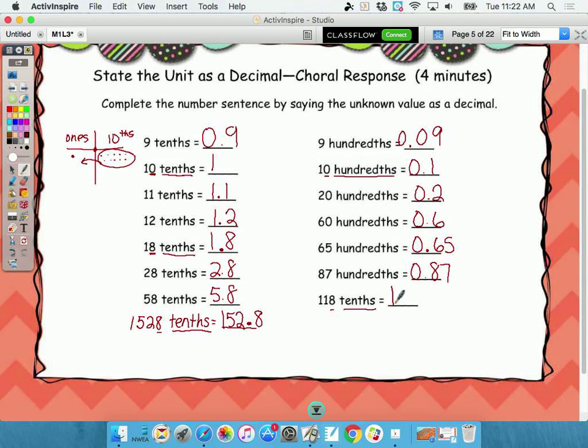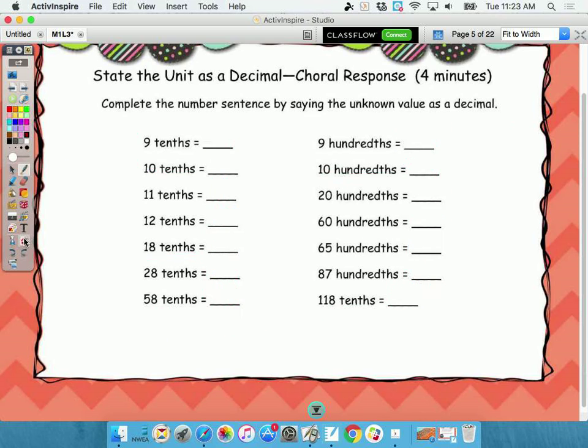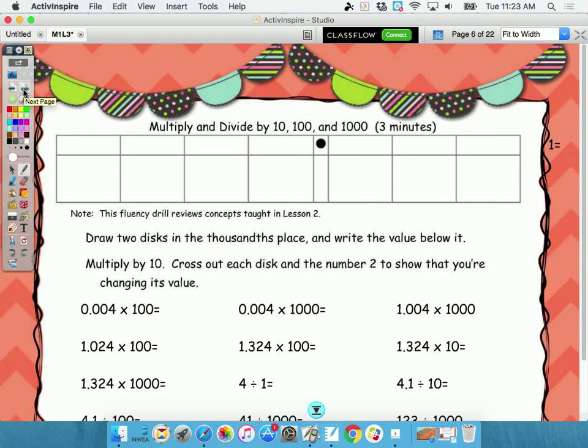You put a 1, a decimal, and how do you say that, boys and girls? 11 and 8/10. 11 and 8/10. Awesome. Now let's take a look at the next page.